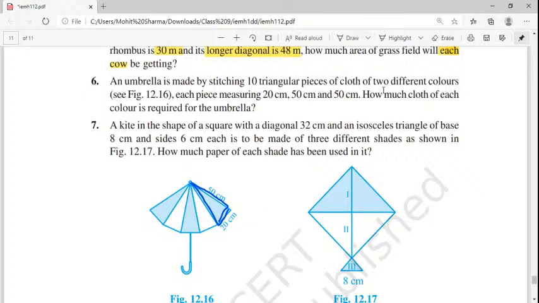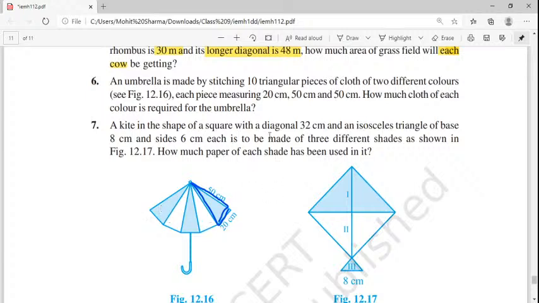Now in this you have to tell how much cloth of each color is required for the umbrella. So in this what you can do, we will first find the area of this one triangle, the area of one triangle which measures 50, 50 and 20. After finding the area of this triangle, you will multiply the area by 5.